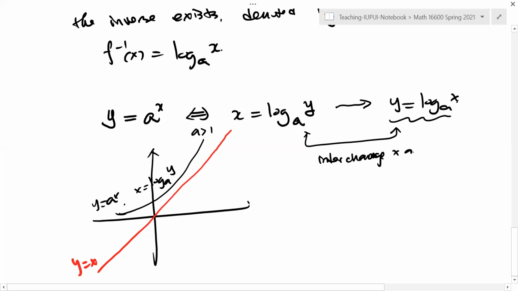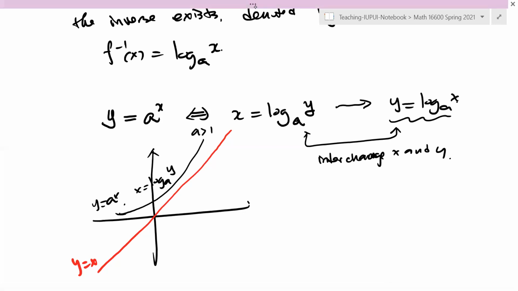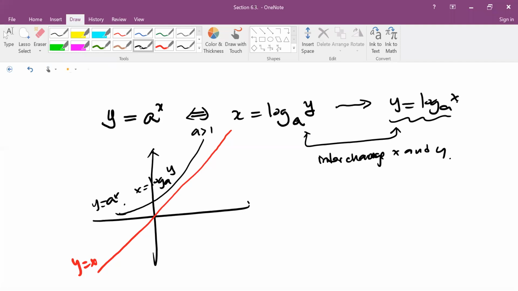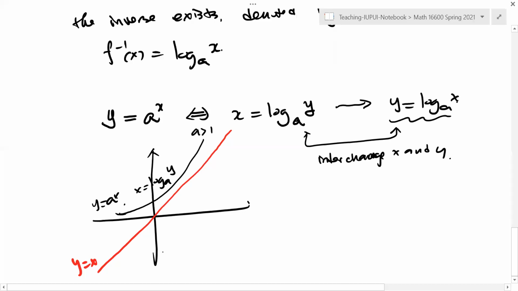Interchange x and y, right? That's the relationship. So the graphs of those two different equations are symmetric about the line y equals x. So the graph is going to be this. It's symmetric, so this is the graph of y equals log of x.